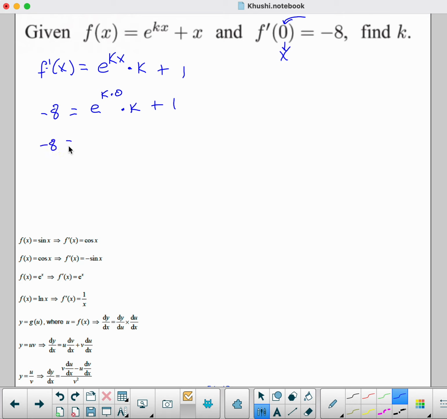Negative 8 equals e to the 0 times k plus 1. Anything to the 0 power is 1. 1 times k is k, plus 1. We subtract 1 from both sides. k equals negative 9. All right, I'm going to stop this recording and then make one last video for you.